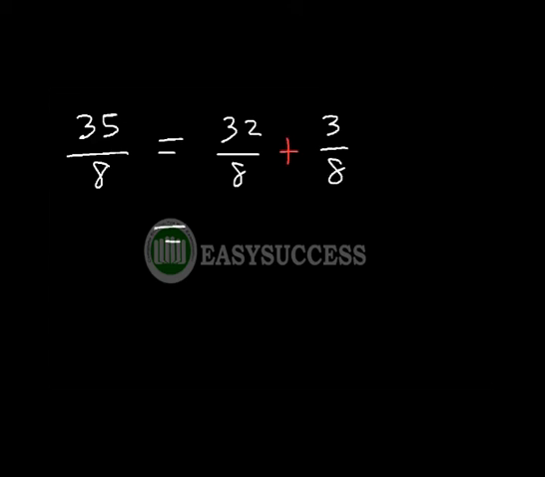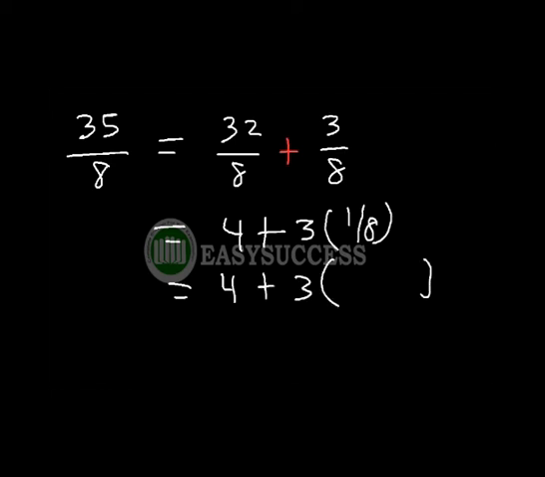Now what about 35 over 8? Try that one. Take a minute, pause the video, and work out that problem. So we can break this down into 32 over 8 plus 3 over 8, since 32 plus 3 is 35. 32 divided by 8 is 4, and 3/8 is 3 times 1 over 8.